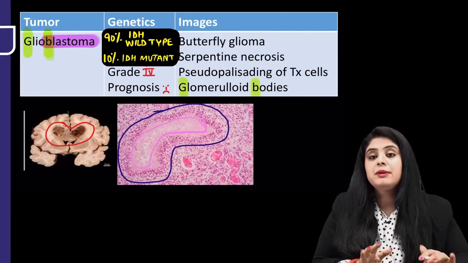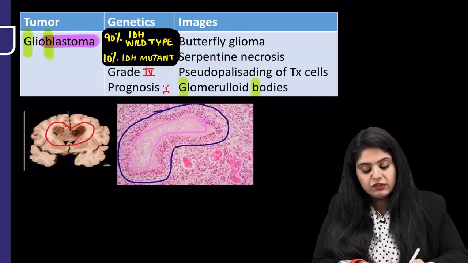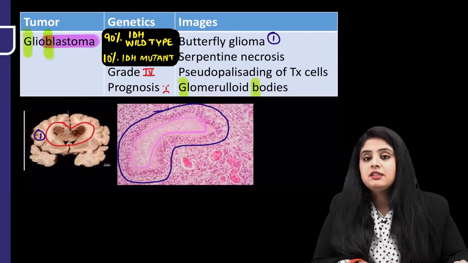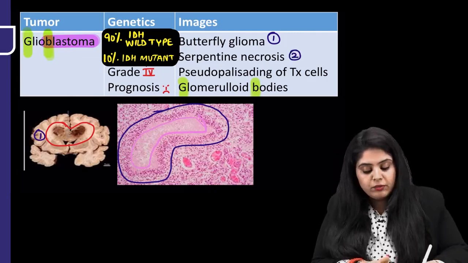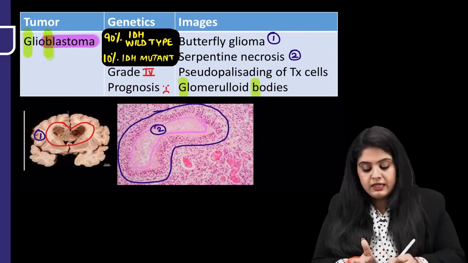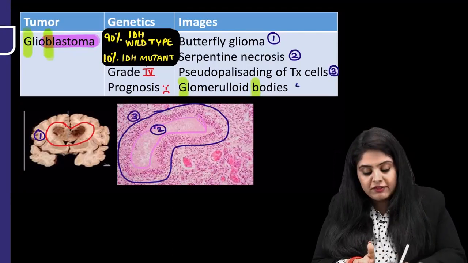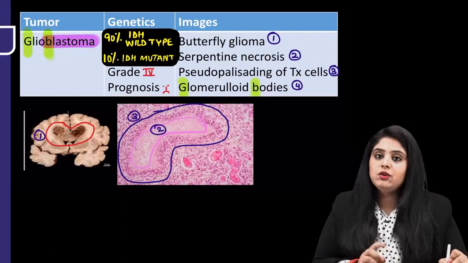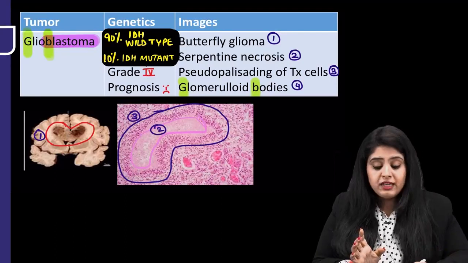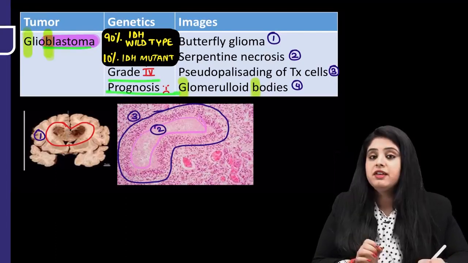You've done all the microscopic and the gross findings. So first and foremost, it is known as a butterfly glioma that you can see over here. Second, it shows you the presence of this wavy serpentine necrosis. Third, it shows you the pseudo-palisading of the tumor cells. And fourth, GB shows you GB: glioblastoma shows you glomeruloid bodies. I've told you it's a bomb blast and it's very bad.